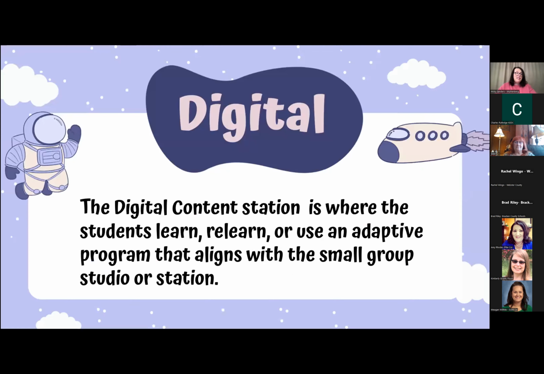The digital station is probably my favorite. They obviously, during the digital time, do iReady lessons, but when they pass the lesson, they normally have other things, whether it be Google Classroom assignments or links of things to work on.